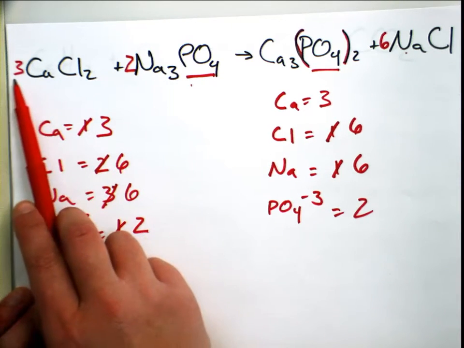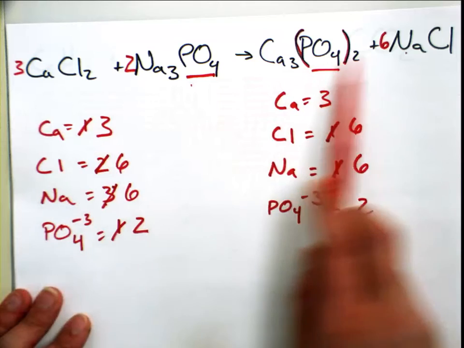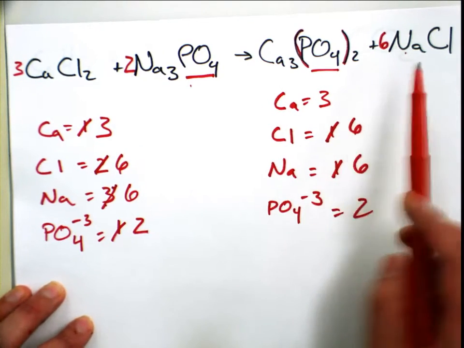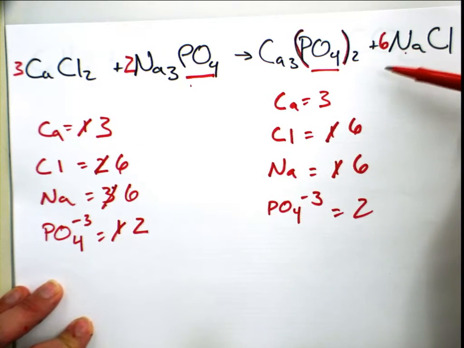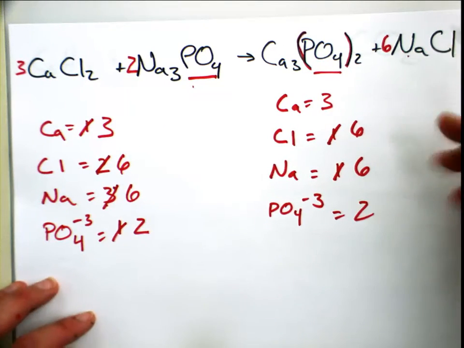Again, checking for anything we can divide. We do not have numbers that can be divisible by any other number, so we have the lowest possible coefficients in front of each compound.